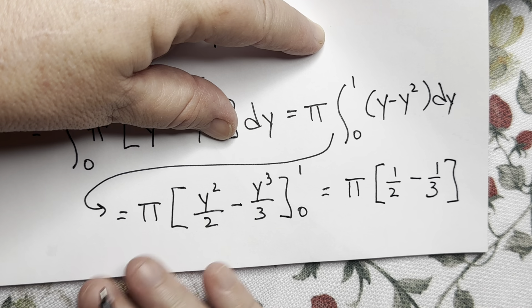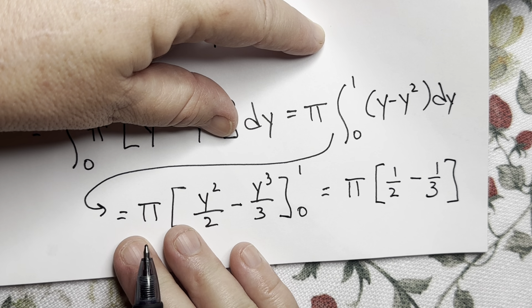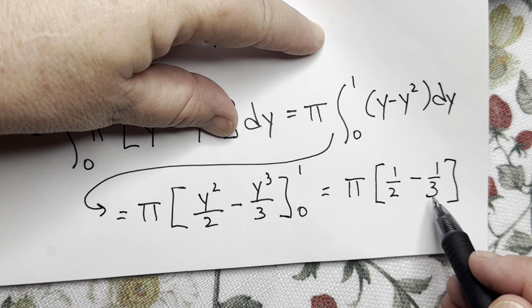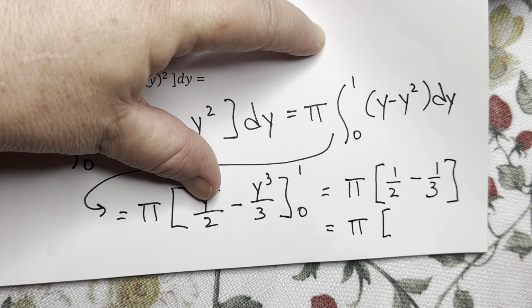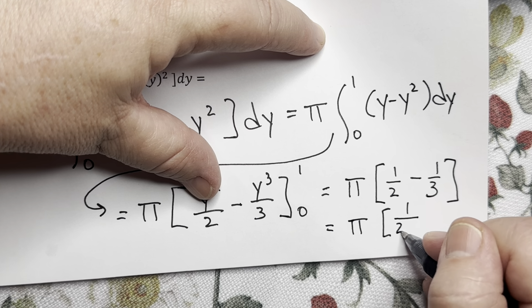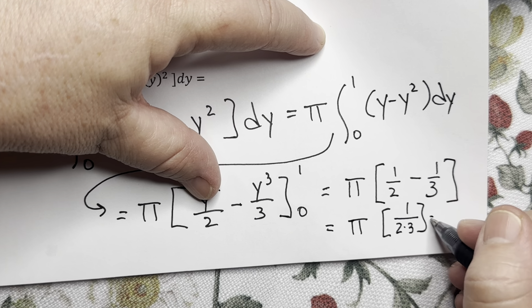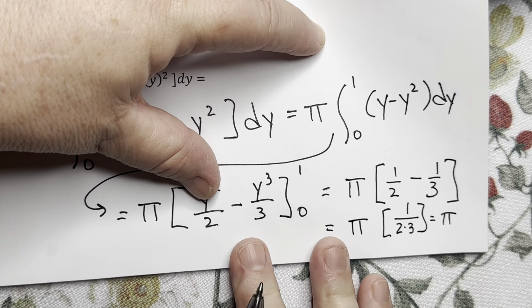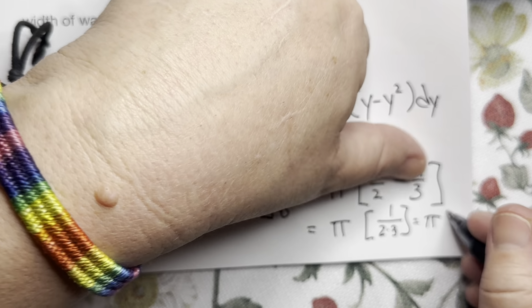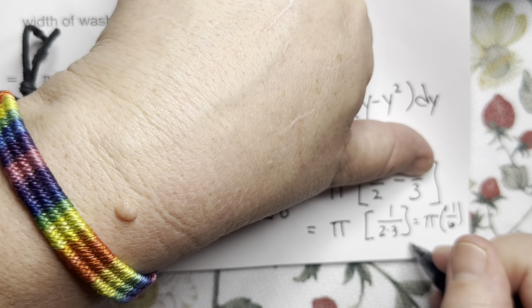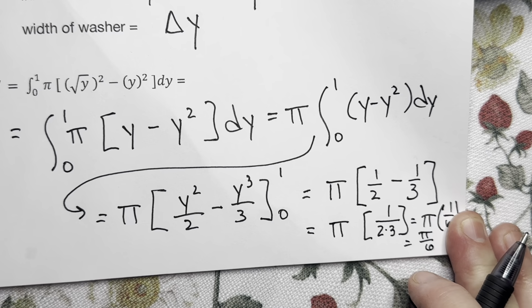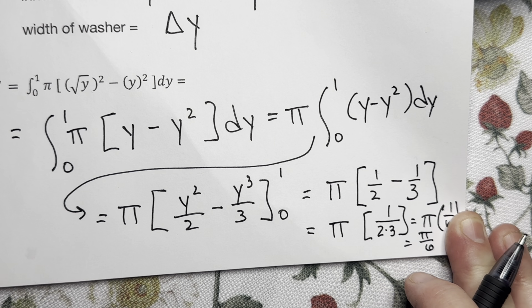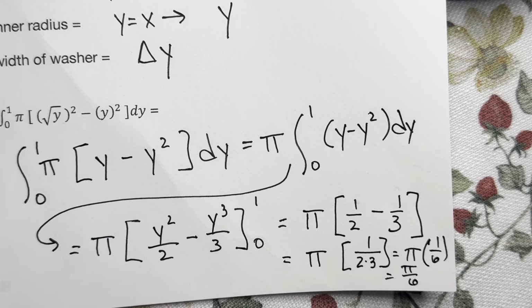Remember that rule I gave you before? 2, 3. What does the difference equal? The difference is going to be 1 over 2 times 3, which is pi times 1 over 6. So that's pi over 6. Wait a minute. What did we get in the last one, when we did it using shells instead of washers?